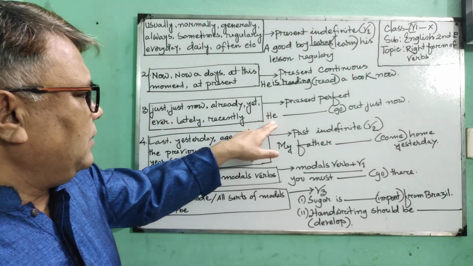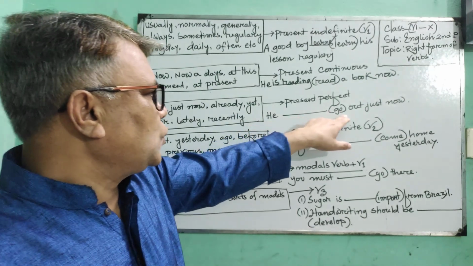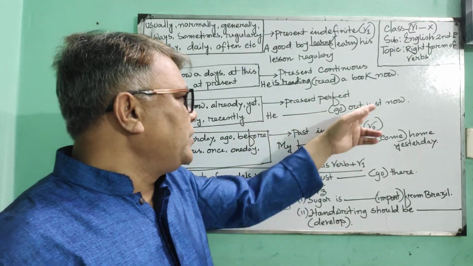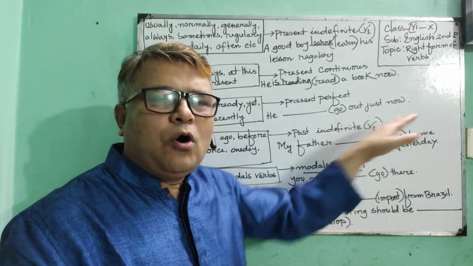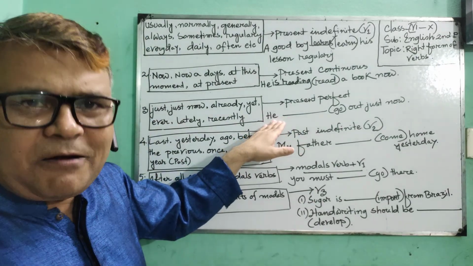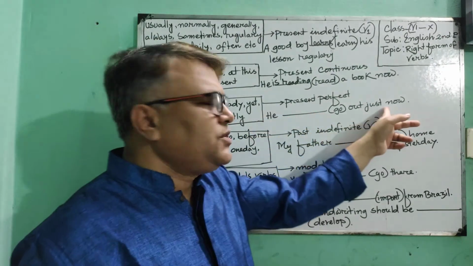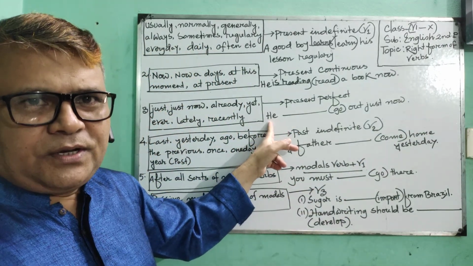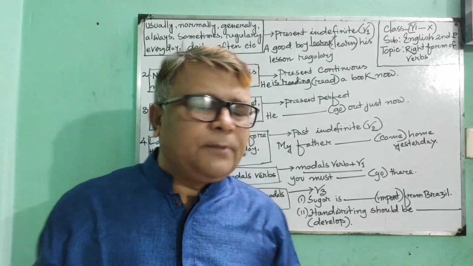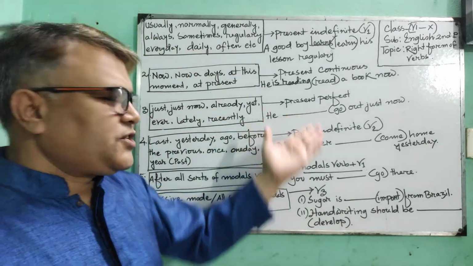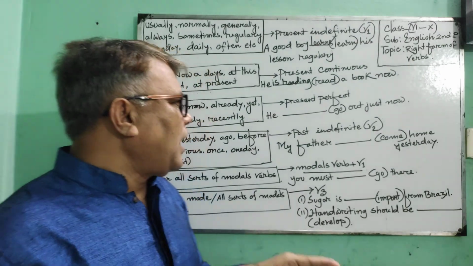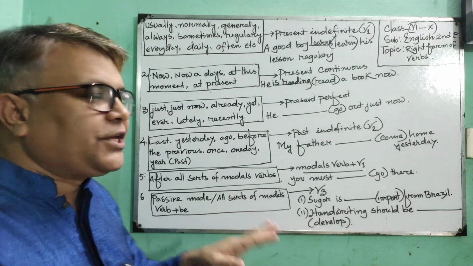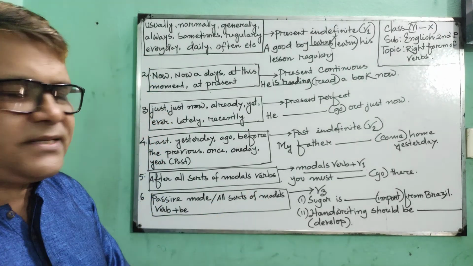There is an example: He dash go out just now. So in this sentence we have found just now. Obviously it is present perfect tense because we have found just now in this sentence. So we have to make it present perfect tense. How can we make it present perfect tense? We have to follow the structure of present perfect tense. I believe you know the structure of present perfect tense which was discussed in previous classes.